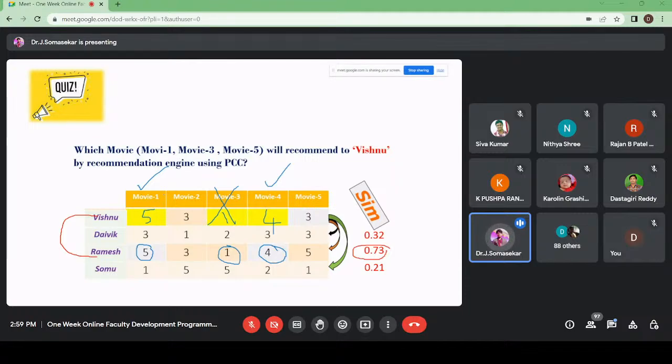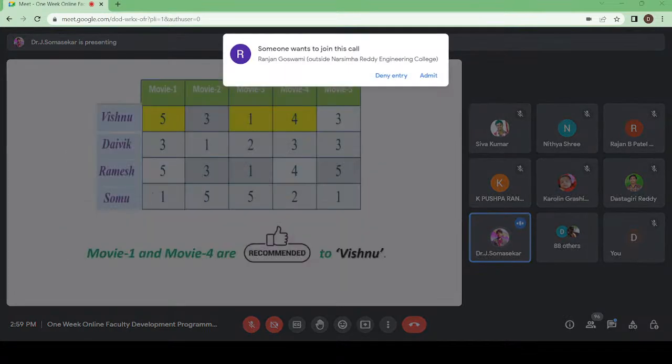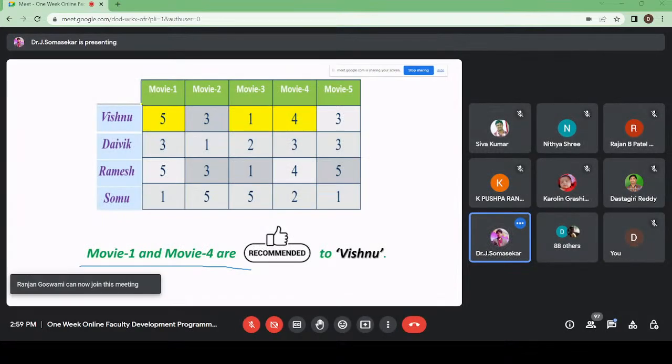Whether Vishnu is going to watch or not, that is left to Vishnu. So there is none of the business of recommendation system. The recommendation system objective is to find the rating prediction followed by recommendation. Finally, movie 1 and movie 4 are going to be recommended to Vishnu. So this is the final conclusion. So you can see here, movie 1 and movie 4 are recommended to Vishnu.